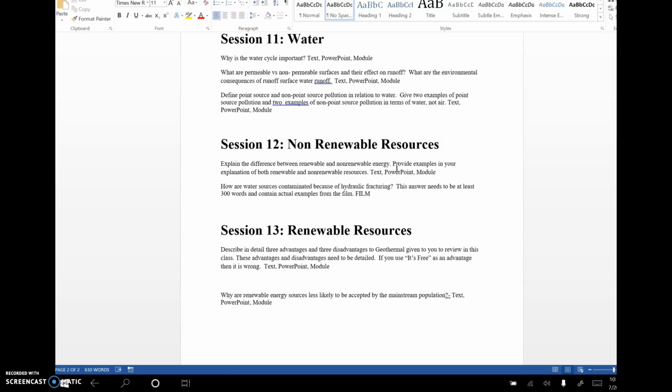The next question is, why are renewable energy sources less likely to be accepted by the mainstream population? This can be found in the PowerPoint and in your text, and it talks specifically about the fact that these are newer technologies. The government doesn't subsidize them. There's a lot of uncertainty with them. People don't know how to use them, or they're just unfamiliar with the new technology. So sometimes we shy away from using things when we're not familiar with them.